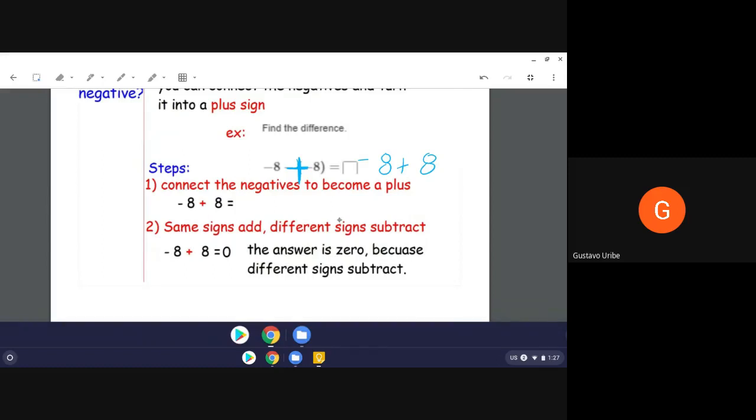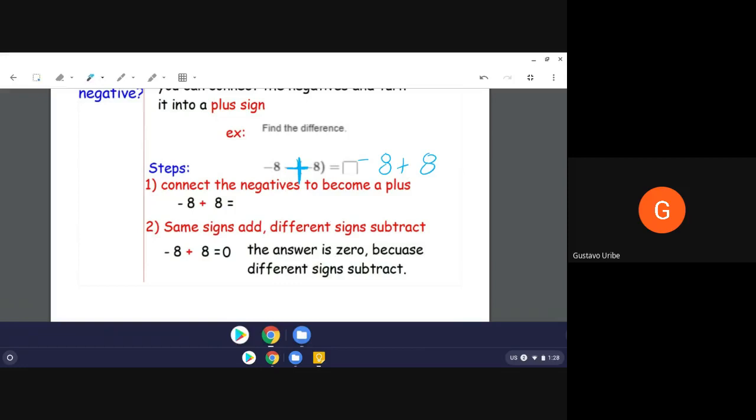Same signs add, different signs subtract. So this is like, if something costs $8, that's why it's a negative, and you have $8, so you buy it for $8, how much money do you have now? Well, you don't have any, right? So same signs add, different signs subtract.